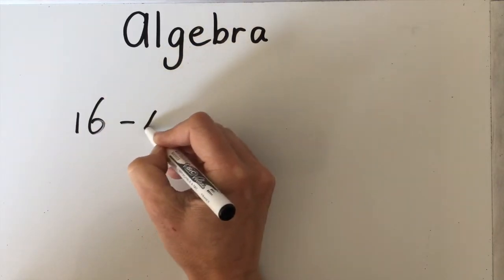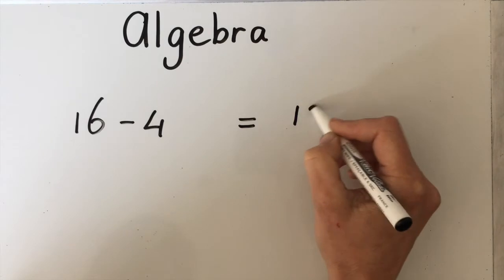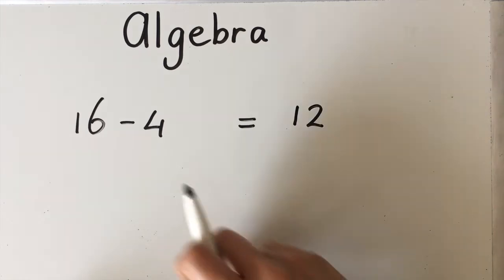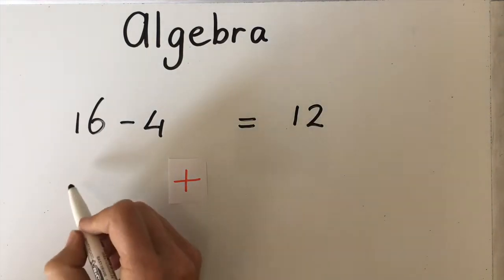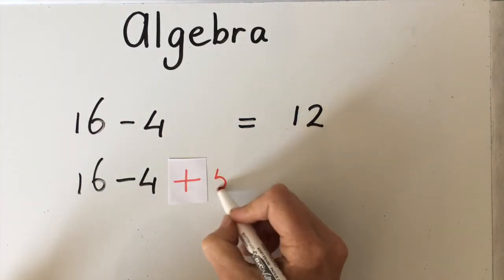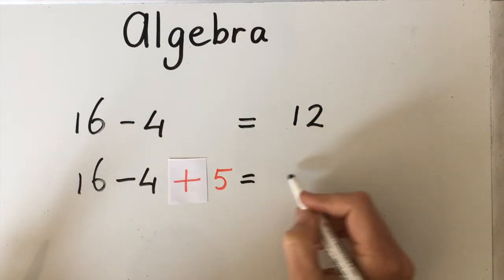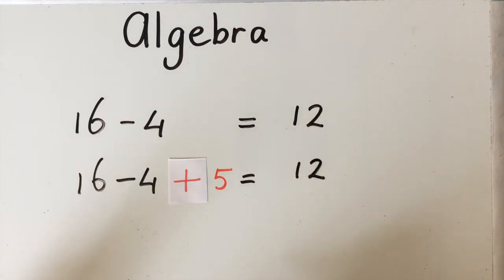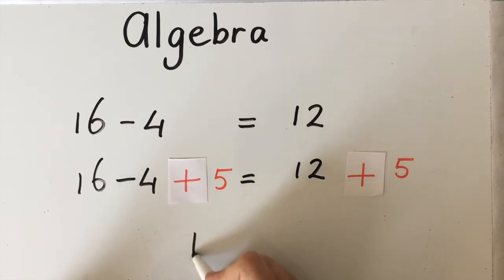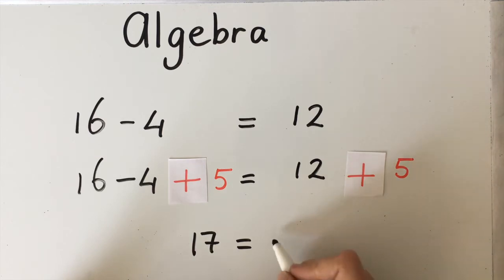16 minus 4 equals 12. But now I would like to add 5 to this side. So I have 16 minus 4 plus 5 equals 12. Well, it's not going to be 12 anymore because if I add 5 on this side, I also have to add 5 on this side. Let's check. 16 minus 4 is 12, plus 5 is 17, equals 12 plus 5 is 17.